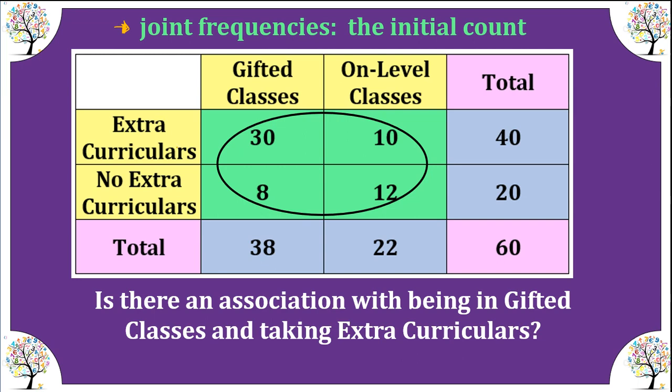So joint frequency is just that initial count, and we call it joint because it's the joining of the 2 categories. So we are joining the columns with the rows. So this is the joint frequency, where the columns and the rows join together.